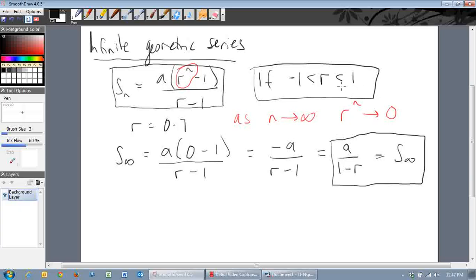That only happens for those values of r, because if r is bigger than 1, so let's say 2, then 2 to the power n is just going to get bigger and bigger. 2 squared, 2 cubed, that's going to get bigger and bigger and bigger. It's only if r is between 1 and negative 1, so make sure you only use this when r is between 1 and negative 1. Let's have a look at an example.